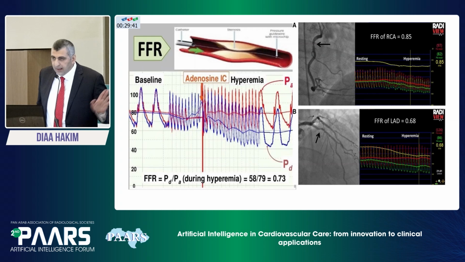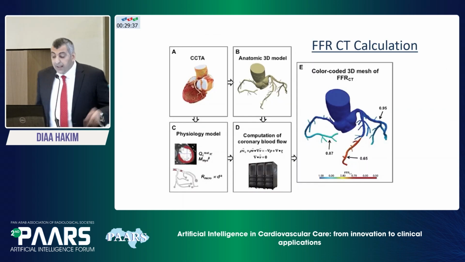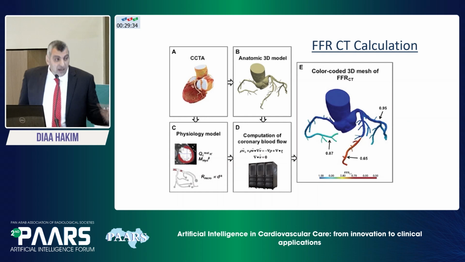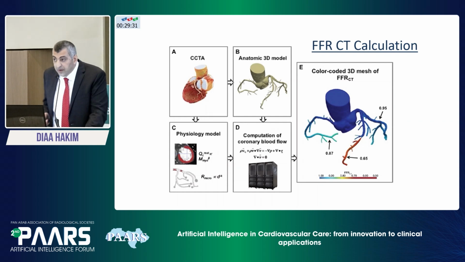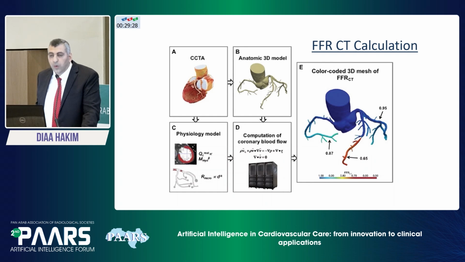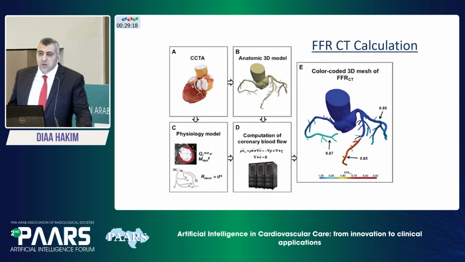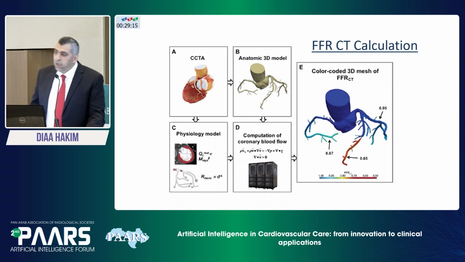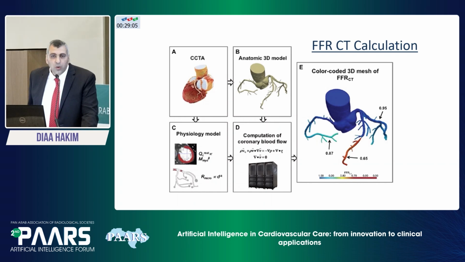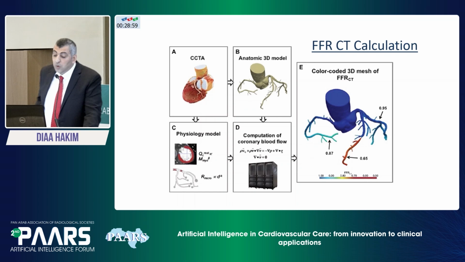We were using that in the cath lab only, but now we can model that from non-invasive imaging from the CT. The method which was used until a couple of years ago, or 3 years ago, is taking the CT image and creating an anatomical 3D model and using what's called computational fluid dynamics. Computational fluid dynamics is a method for calculation of the blood flow using the blood viscosity and the velocity, and then solving a complex equation called the Navier-Stokes equation through the computer, and coming up with this color-coded 3D mesh of an FFRCT based on non-invasive imaging.